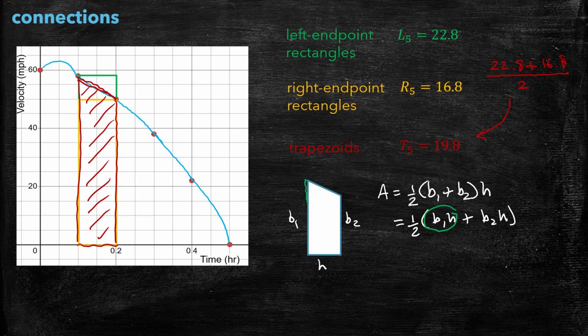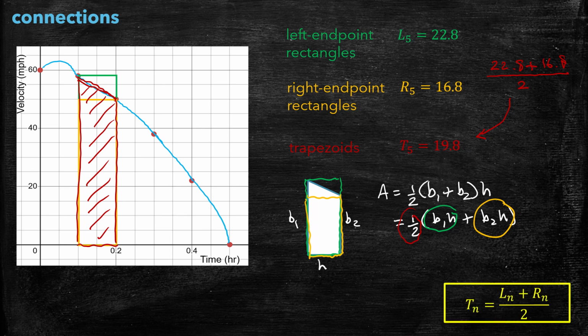That is just the area of a rectangle whose height is B1 and whose base is H. And what is B2H? That is the area of a rectangle whose height is B2 and whose base is H. And then you put this half in front, so you sum up those two and take half of it, so you basically get the average. So here's a very useful, important fact: the trapezoidal approximation will be the average of the left and right rectangle approximations.